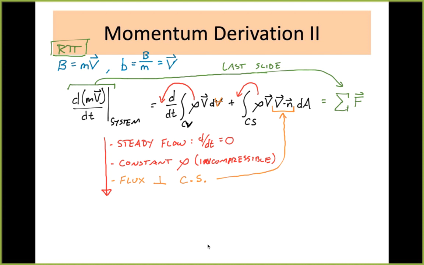All right, so we can go through, we can make these assumptions, right? And what you end up with is, and this is the equation that we're actually going to use in this class, the sum of the forces in some direction equals the mass rate of the flow into or out of our control volume multiplied by the velocity out minus the velocity in.